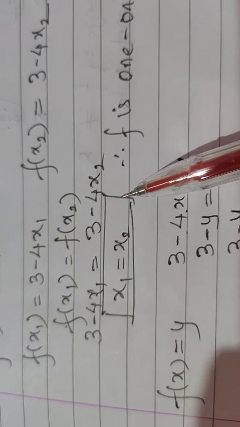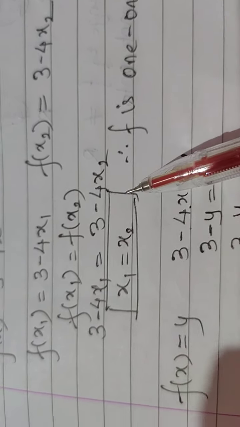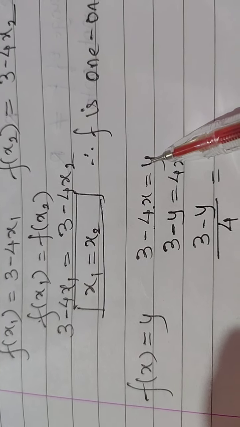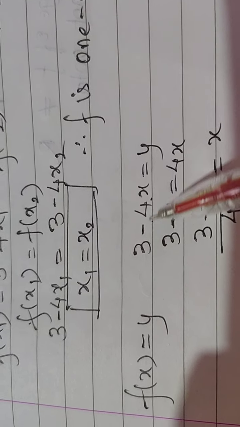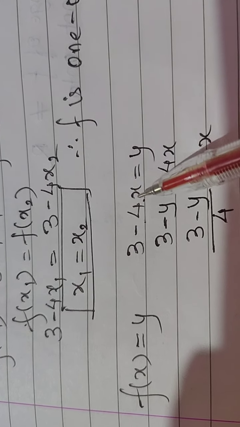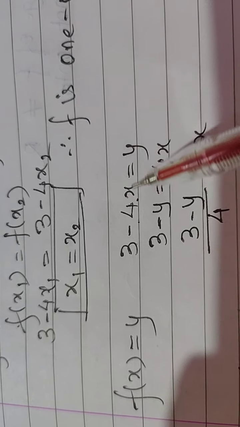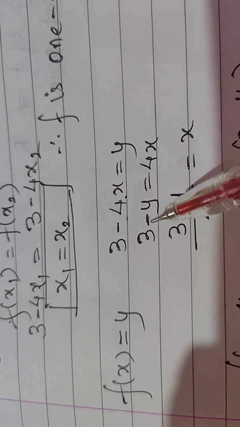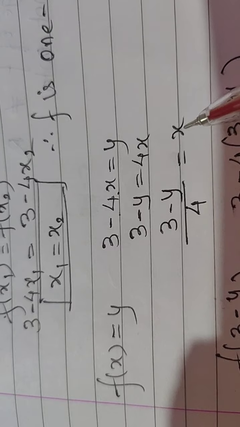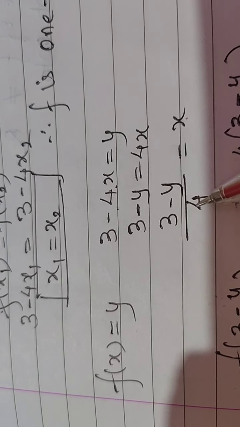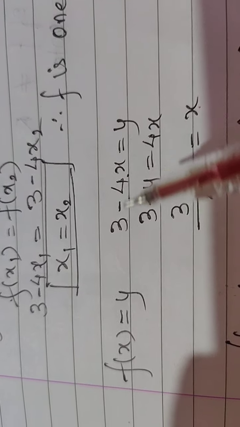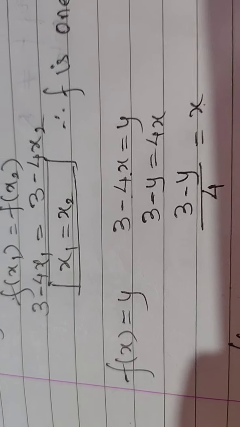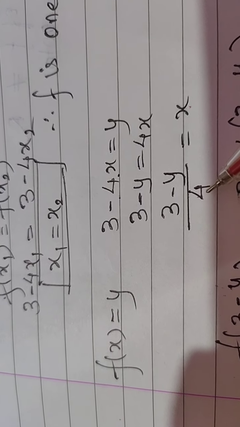Now, to prove that it is onto, we will consider f of x as y. So, consider f of x equal to y, that is 3 minus 4x equal to y. Now, here we will write this relation in terms of x, that is x in terms of y. So shift the minus 4x term to the right hand side: 3 minus y equal to 4x, and now we get the value of x in terms of y as 3 minus y upon 4. Okay, so we consider f of x equal to y and then find out the value of x in terms of y.